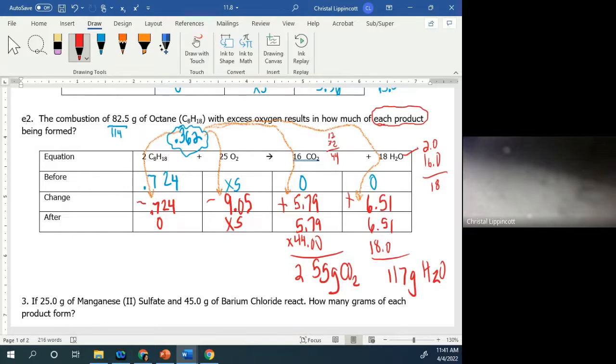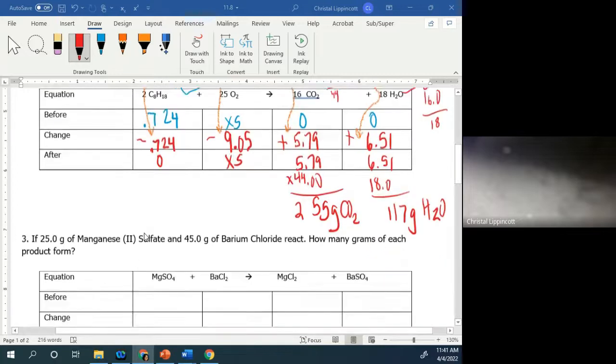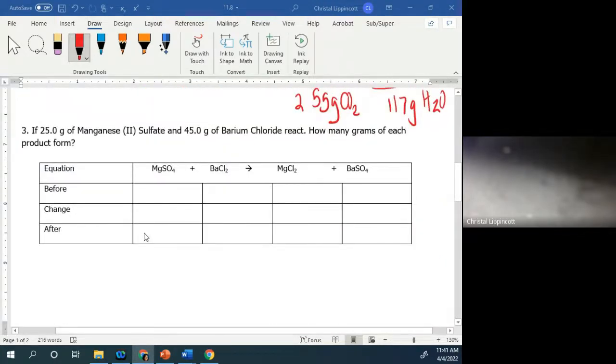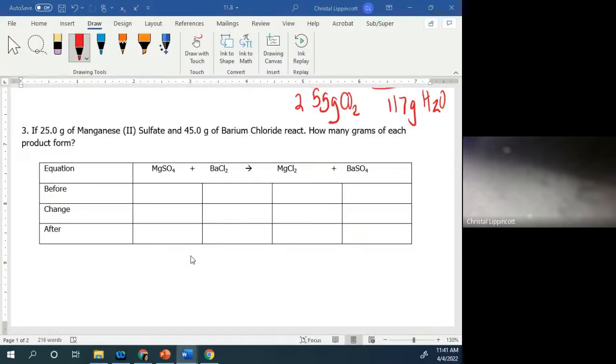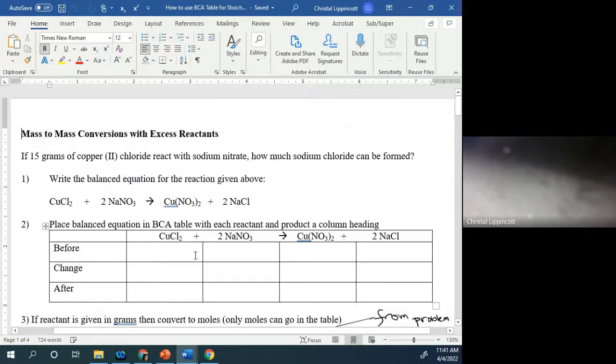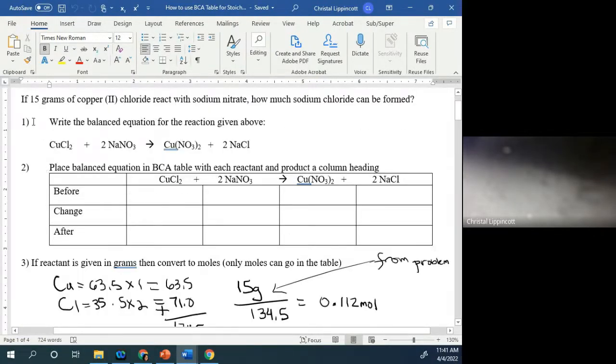All right, what questions do you have about number 2? Anything on number 2 that makes sense to you? Number 3, this is a limiting reactant problem, okay? And remember, I gave you this guide here on how to do these. So if you are still struggling with these, go back to this guide. This is in your packet where I've told you step by step.